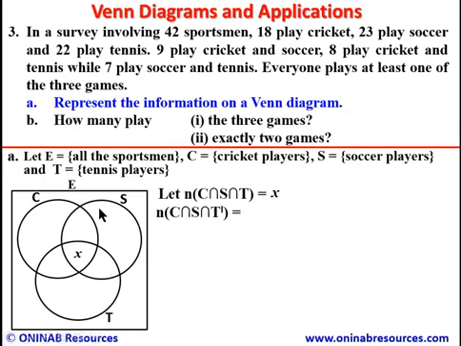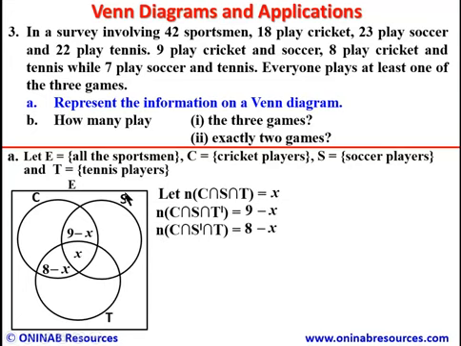Since there's no only, we remove X, so that will be 9 minus X, and this is the region. Those playing cricket and tennis, 8 play cricket and tennis. That's N of C intersection S prime intersection T. That's going to give us 8. Since there is no only, still 8 minus X, and this is the region.